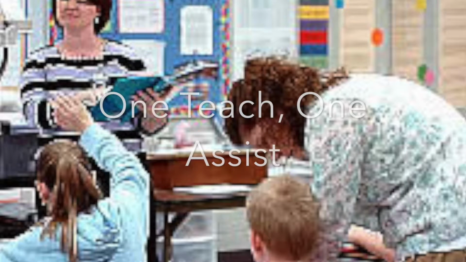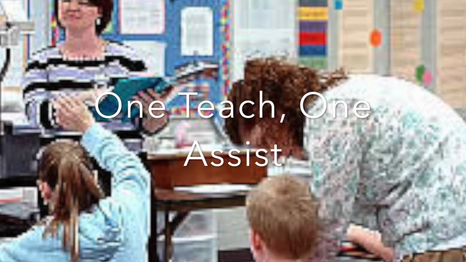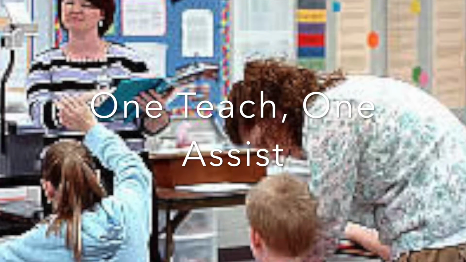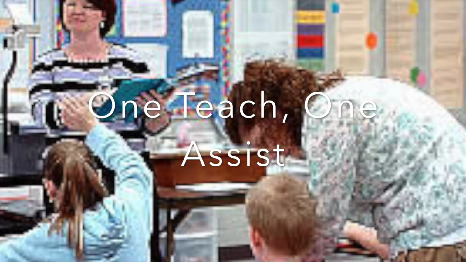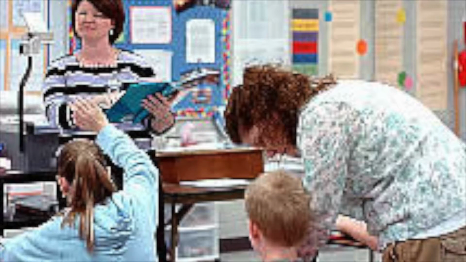The second model of co-teaching we're going to talk about today is 1 teach, 1 assist. This model is where 1 teacher teaches while the other assists the students who are having difficulties. As you see in this picture, 1 teacher is teaching while the other is bent over at a student's desk helping them. This model gives 1 teacher more lead than the other. It also allows the lead teacher to end a lesson earlier if the majority of students are understanding, while the other teacher works with the students that are struggling.